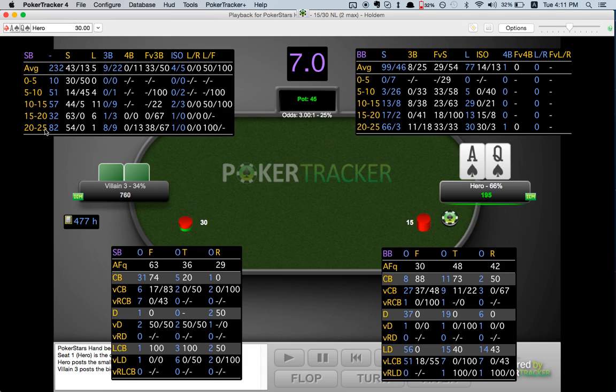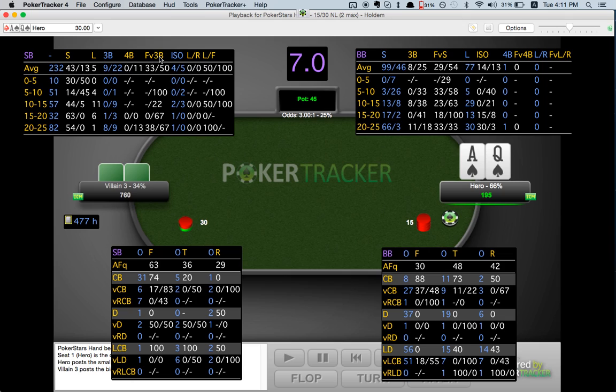Now, in most HUDs I've seen, the number of opportunities is not given for each situation. It's only given, for example, for how many hands were played in the small blind. But I think there is a significant advantage to having the number of opportunities for each situation, like we do here. And here's why. Let me just give an example.